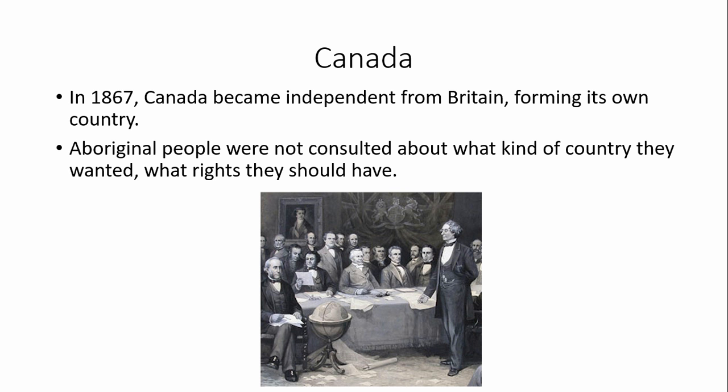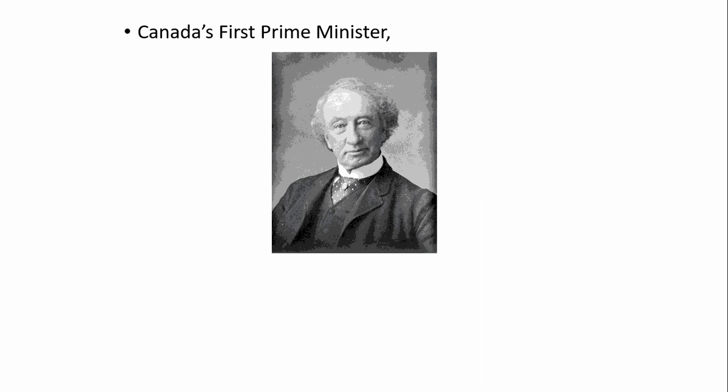Instead, white Canadians were the leaders of white Canada. They came up with this plan on their own and they dealt with the British government while forming this new country. And so Canada's first prime minister, John A. Macdonald, is seen right here.